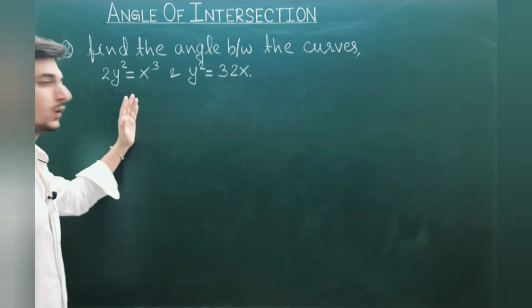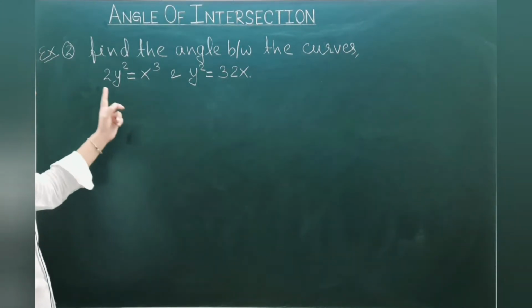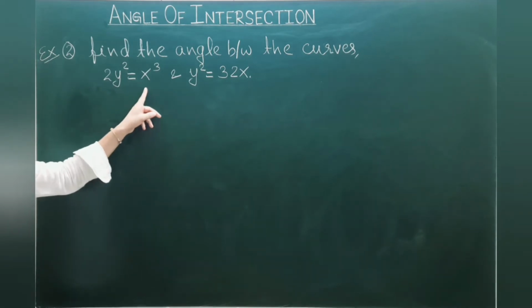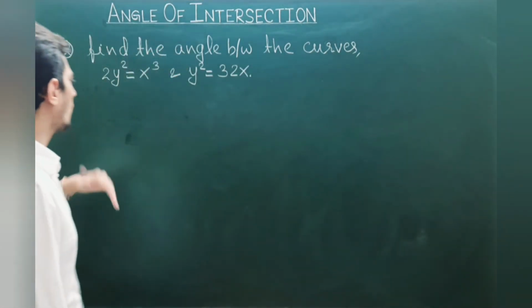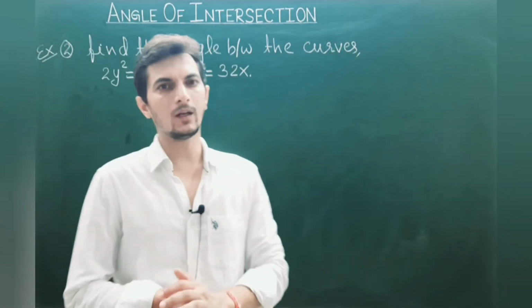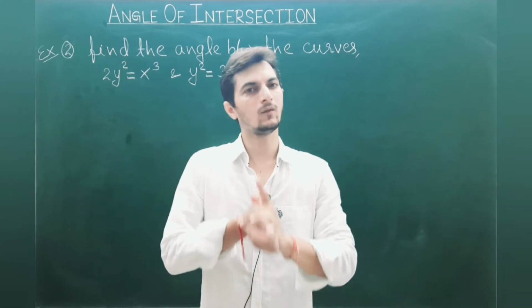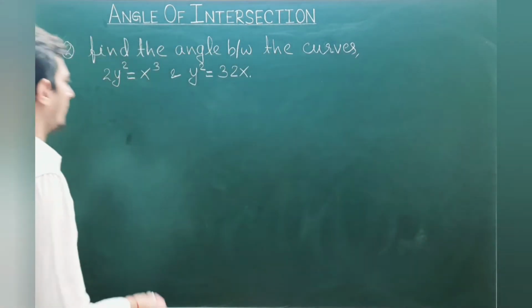Alright guys, so here is the next example. It says find the angle between the curves 2y square equals x cube and y square equals 32x, right? So you know that the angle between the two curves is the angle between the tangents at their point of intersection. So first of all, let's find out their point of intersection.